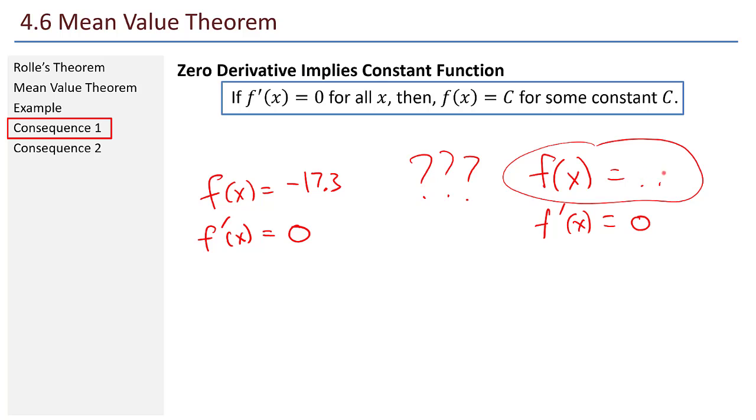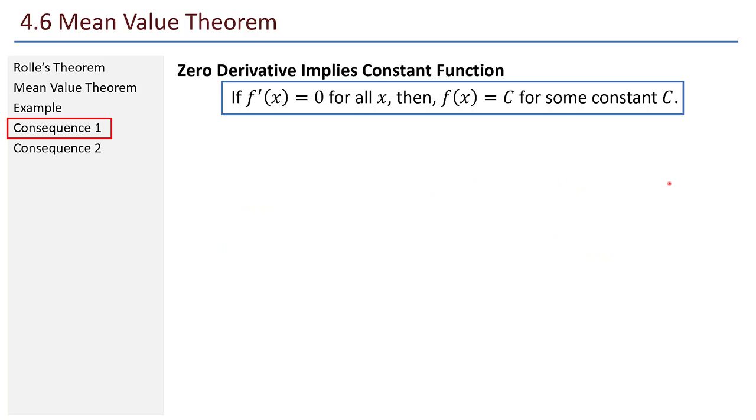The only way that I can have my derivative being 0 is if the original function that I started off with is a constant. Okay, so let's see why that is true, and we'll go through the proof. So let's suppose that I have a function f, and truly f prime of x equals 0, for all x. My goal is to prove that f of x, the original function f, actually equals some constant. We'll call it c.